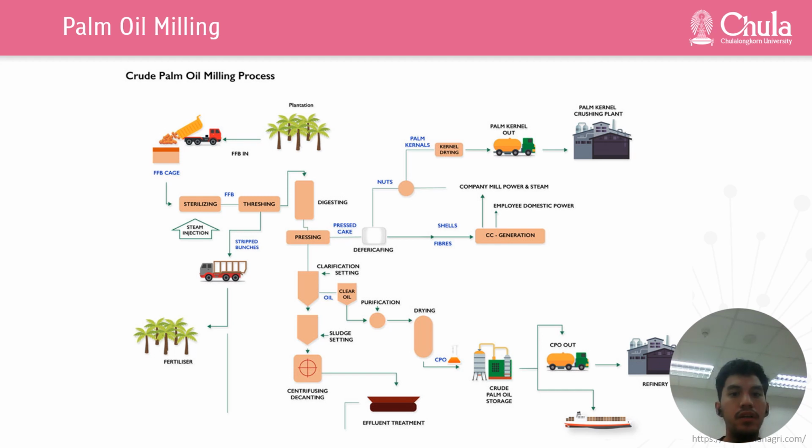But the good thing here is that there are no chemicals involved in the crude palm oil milling process. So it really helps the fingerprinting method, because the chemicals inside the CPO are not really complicated.